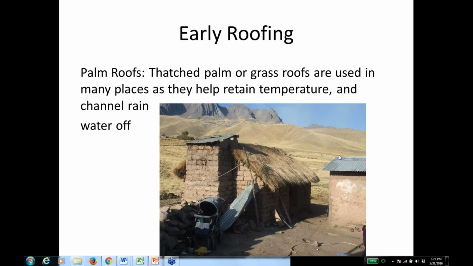In part, this is happening because it's less labor intensive to get the corrugated roof, and in part, it's become a status symbol to use modern building materials. Even though these roofs have no insulation whatsoever and are not as good at keeping the buildings warm, it's seen as a sign of modernity if you're building a house using corrugated metal instead of the traditional straw material.